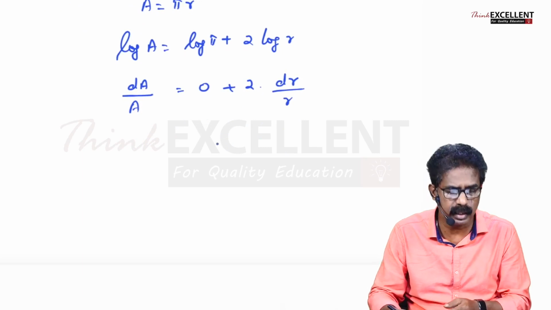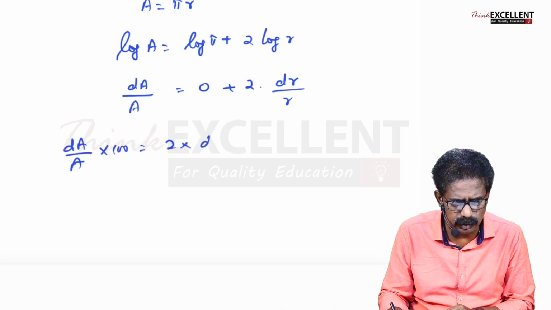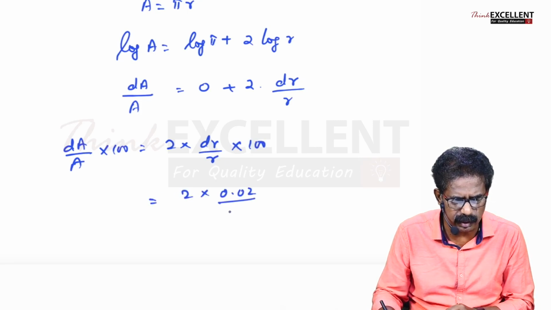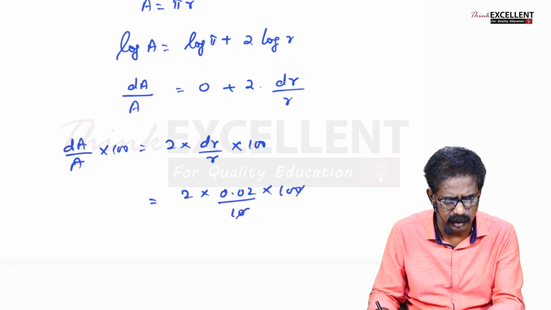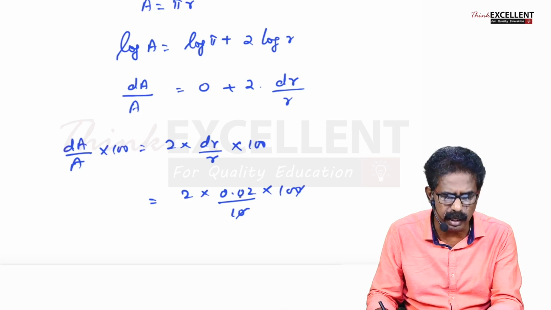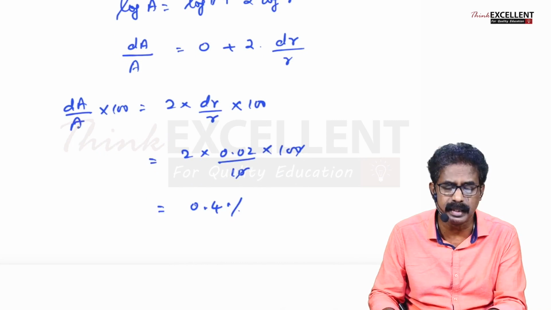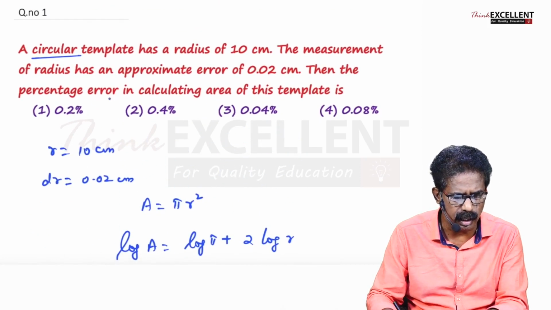To find the percentage error into 100, right? So both the sides you multiply by 100. So dA by A into 100 is equal to 2 into dr by r into 100. Substitute the known values. So 2 into dr is 0.02 by r is 10 into 100. So 10 cancels into 10. So shift 1 digit, 0.2 into 2, it is 0.4%, right? So delta A or dA by A into 100, that is percentage error in area. So that is option number 2.